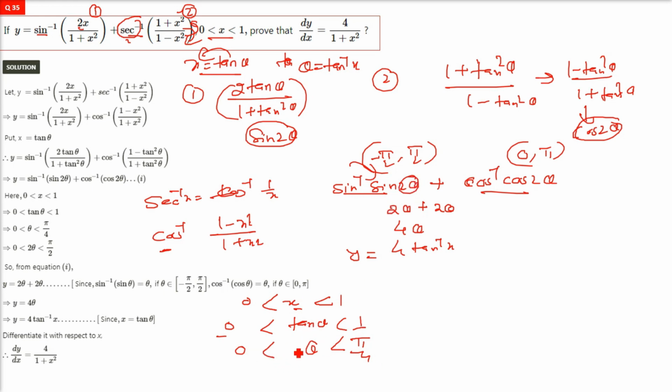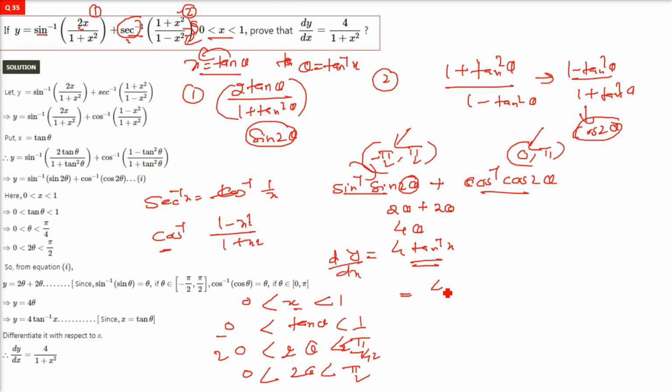Now we need 2 theta, so multiply by 2 everywhere. 2 theta will be 2 into 0, which is 0, and 2 into pi by 4, which is pi by 2. So 2 theta is between 0 and pi by 2, which lies between 0 and pi and between minus pi by 2 and pi by 2. So we don't have to worry about that. We just have to differentiate this.